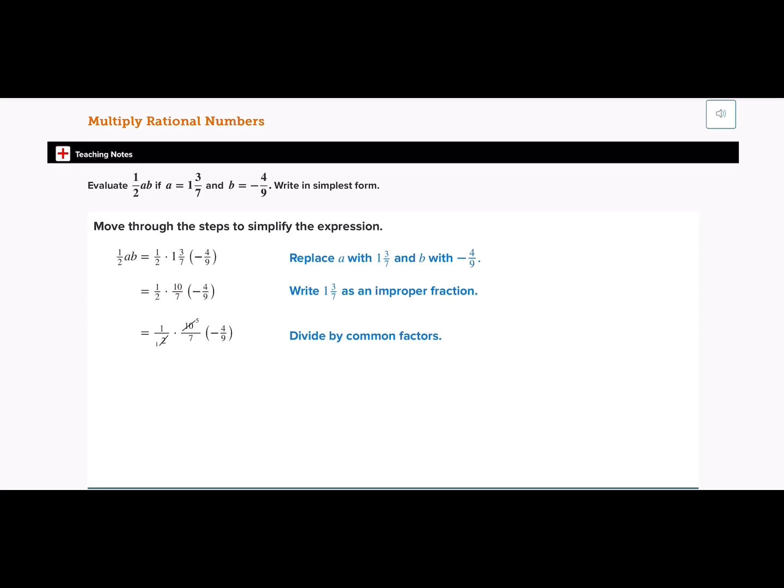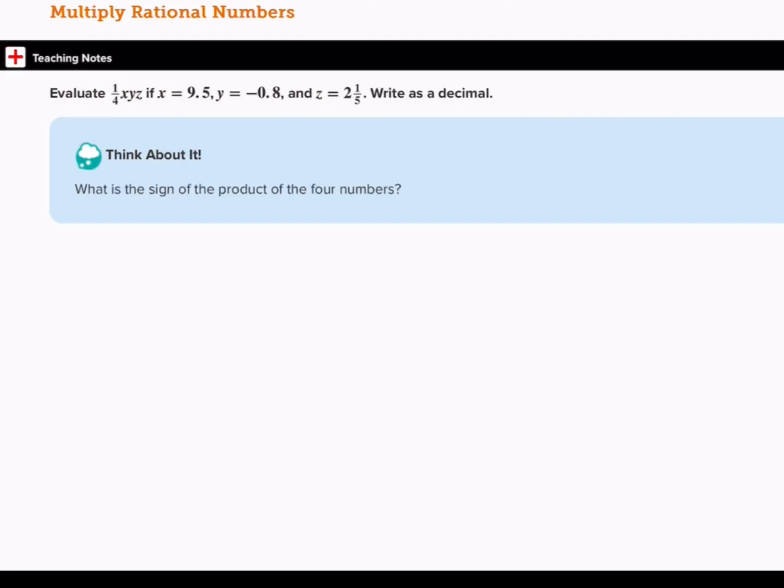Now, if we're going to keep multiplying, we're going to take the first two of our fractions, and we are going to see that they both have 2 in common. So in simplifying that, we would get 1/1 and 5/7. Then we're going to multiply straight across. So we would get 5 times negative 4 is negative 20. 7 times 9 is 63. So my final answer is negative 20/63.